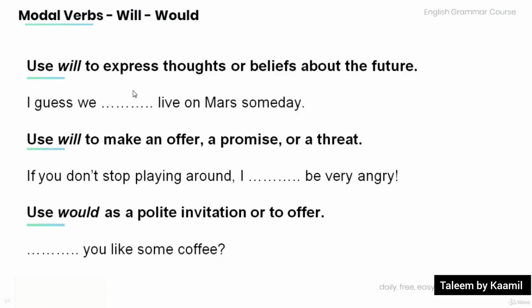And now, let's review and practice a bit. Remember that we use will to express thoughts or beliefs about the future and to make an offer, a promise, or a threat. And we use would as a polite invitation or offer. Now read the following sentences and fill in the blanks using the appropriate modal verb. I guess we live on Mars someday. I guess we will live on Mars someday.